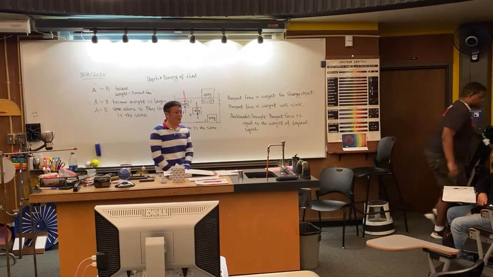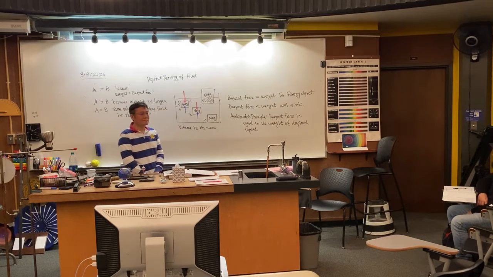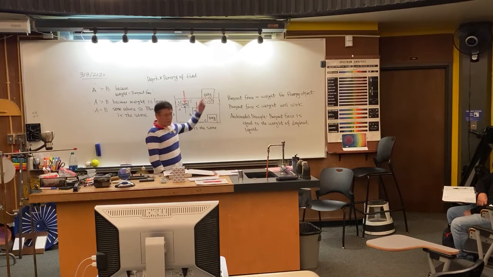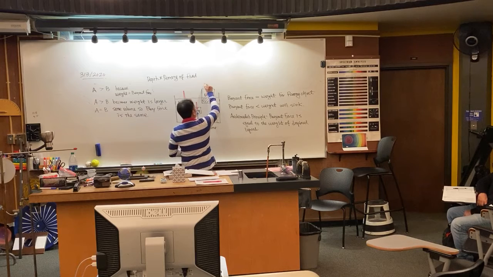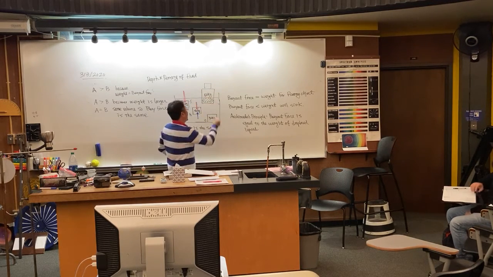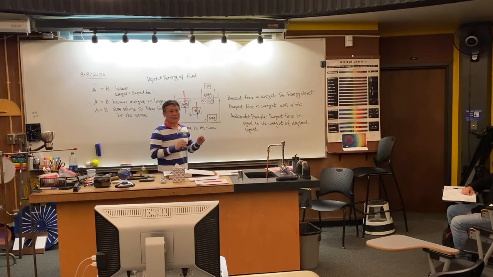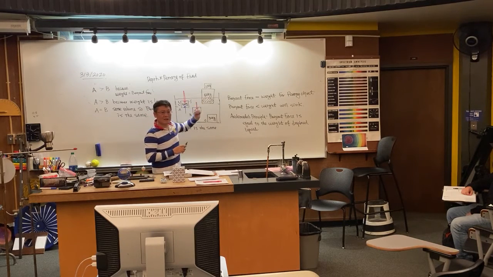You mean the ship or the block? Say with that volume, the whole thing is 50. Regardless of how much of it is under the water, the buoyant force is still 50. So if I add more weight on top of this, it's going to sink more. If I add another 10 kilograms, it's going to displace another 10 kilograms of water. That's how this works.